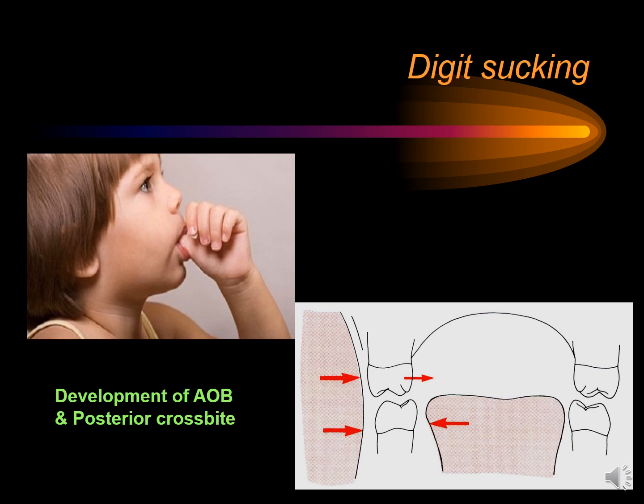Now, the posterior crossbite develops because the digit in the mouth will displace the tongue downwards, and the sucking effect of the digit causes the buccal musculature to press against the upper posterior teeth. Since the tongue is low in the oral cavity, it cannot counteract the pressure put on the upper buccal teeth, and thus it will develop into a crossbite.